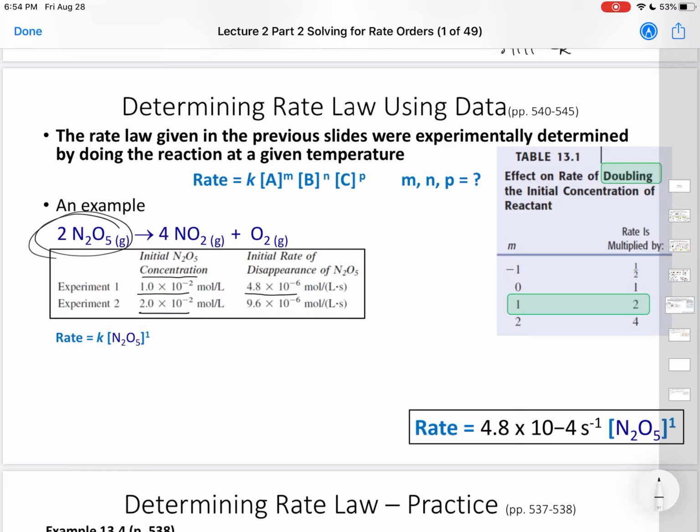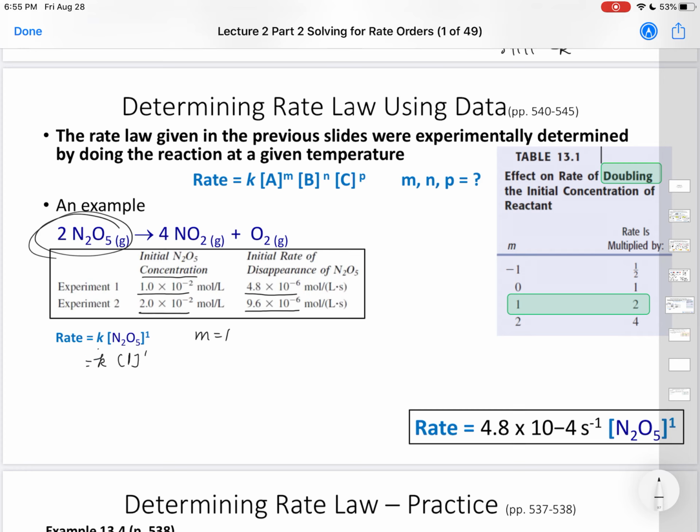You've doubled the concentration. It went from 1 to 2. So how does it affect the rate? The rate is doubled. 4.8 doubles to 9.6. Okay? So because the rate is doubled when the concentration is doubled, then m has to equal 1, right? Because if m is equal to 1, then the rate law becomes rate is equal to k times N2O5 to the 1.